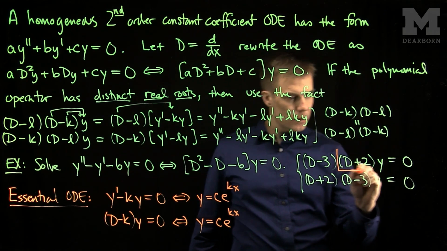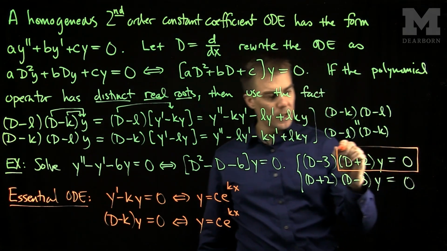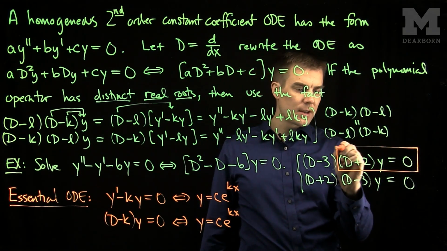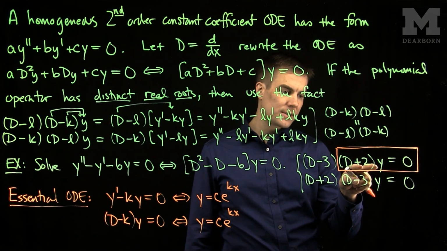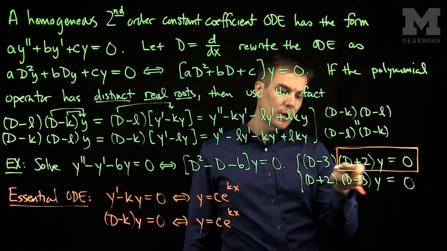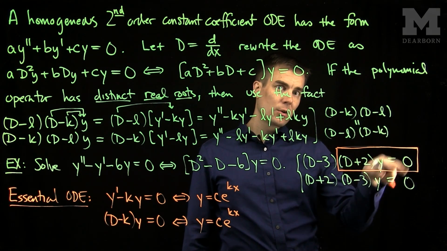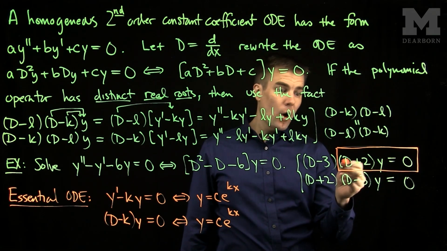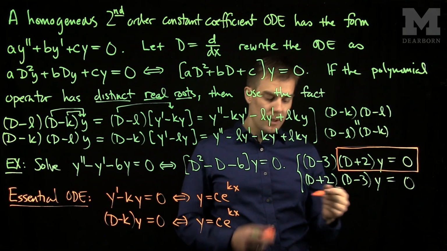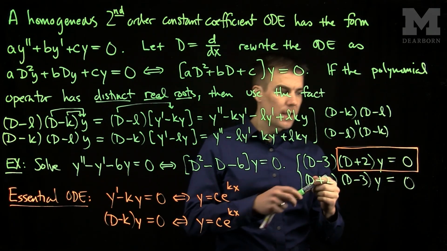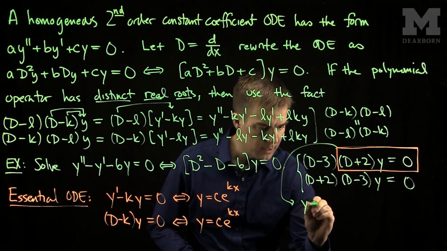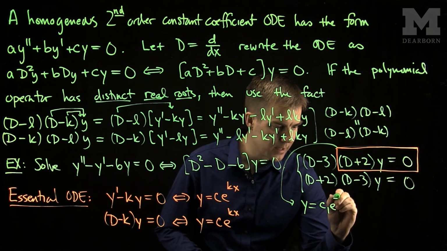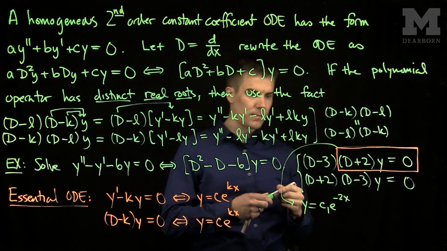If I take the first representation of my ODE and focus in on just the first term on the left-hand side, if I can make the first term on the left-hand side equal to 0, the D minus 3 applied to 0 will still be 0. I know how to make D plus 2 applied to y to be 0. I can make this 0 by choosing y equals c1 e to the negative 2x.